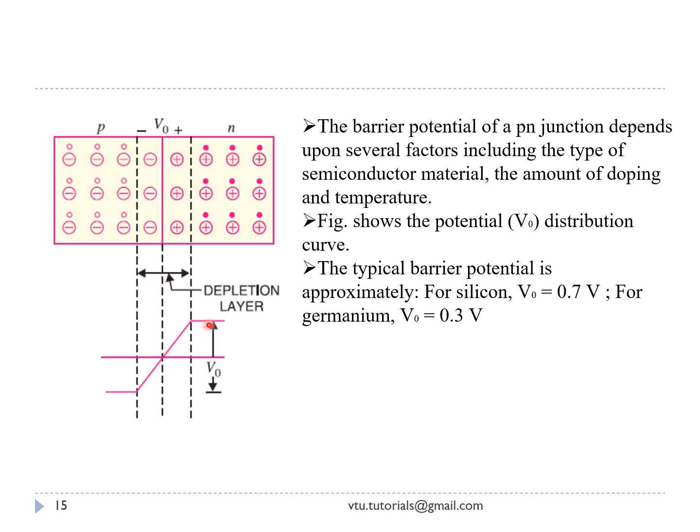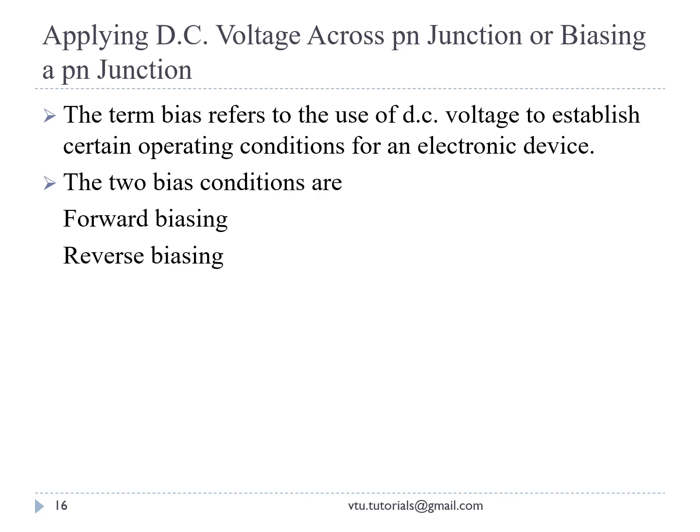So this potential barrier is mentioned as V0, and this is the objection offered for the flow of electrons into the P region. The typical barrier potential is approximately 0.7 volts for silicon and 0.3 volts for germanium. To establish certain operating conditions for an electronic device, we need to apply some potential that will overcome the barrier potential to have the flow of current.